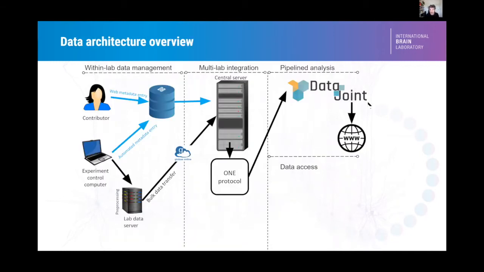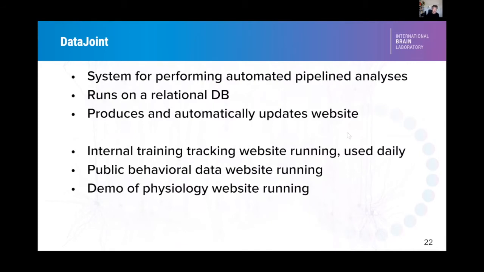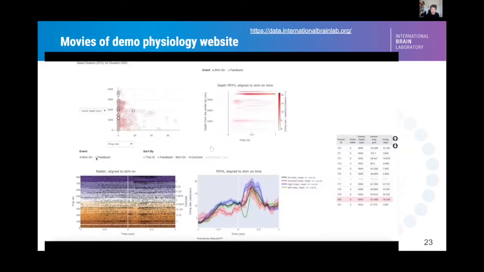The next thing is pipelined analysis that feeds onto a website. This uses a system called DataJoint. DataJoint is a company that we've subcontracted with to do this work. DataJoint is a system that does pipelined automated analyses on a relational database. In our case, we're using this to produce and automatically update a website. We use this first for tracking things like training within the collaboration, and we also have a public demo already running. At the moment, it's got behavioral data because we're just debugging the electrophysiology data, but that's now in progress.